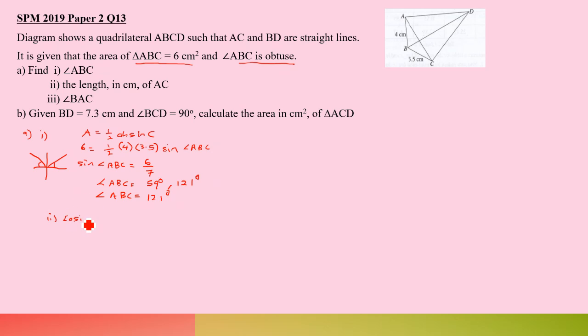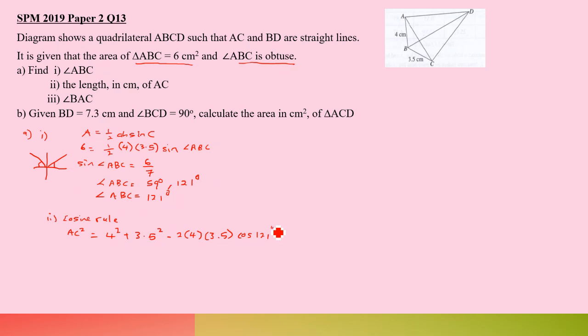So if we are using cosine rule, what we have is AC squared equals 4 squared plus 3.5 squared minus 2 times 4 times 3.5, and we already know the included angle is 121. So cos 121.